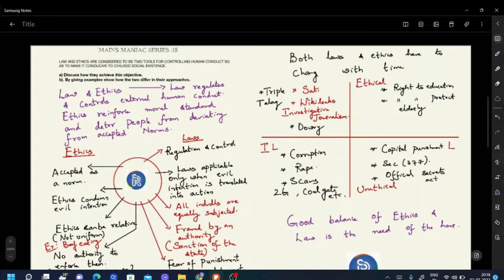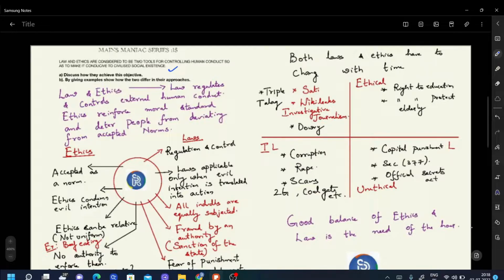Laws and ethics are considered to be the two tools for controlling human conduct so as to make it conducive to civilized social existence. Discuss how they achieve this objective, and by giving examples, show how the two differ in their approaches. Now, this is something which we have to observe here: two sections, 5 marks each.